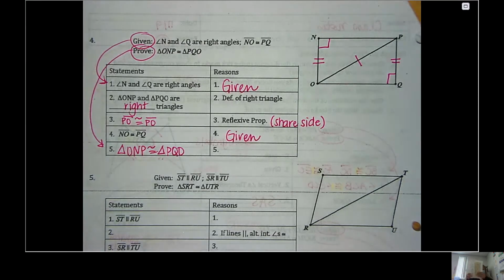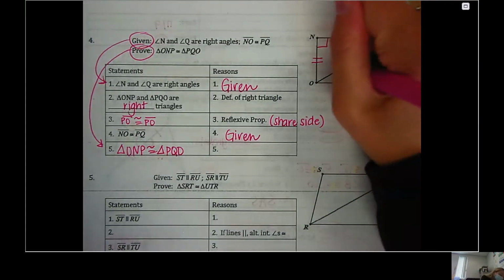Let me just go through each one. Is it side, side, side? No. Is it side, angle, side? No. Is it angle, side, angle? No. Is it angle, angle, side? No. Is it hypotenuse, leg? Yes. Which one's the hypotenuse in this picture? The shared side. Very good.